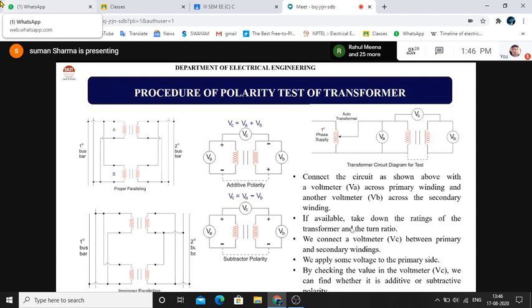Then we connect the voltmeter VC between the primary and secondary windings. We apply some voltage to the primary side, and by checking the value in voltmeter VC, we can find whether it is an additive type of polarity or a subtractive type of polarity.